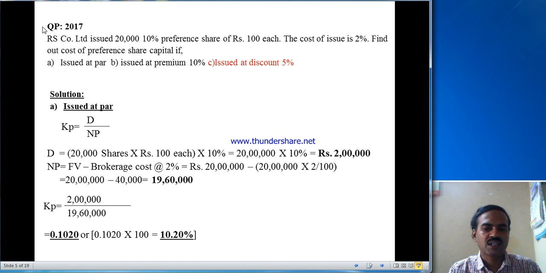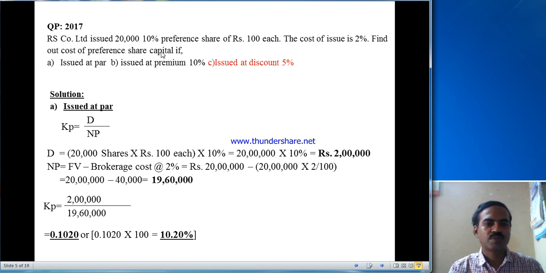Here I have taken the Karnataka University BCom 4th semester Financial Management question paper of the 2017 academic year. The question is: RS Company Limited issued 20,000 10% preference shares of rupees 100 each. It means RS Company issued 20,000 shares. The rate of dividend is 10%. Each share is 100 rupees. The cost of issue, that is brokerage cost, is 2%.